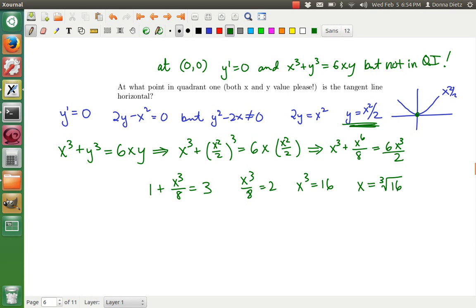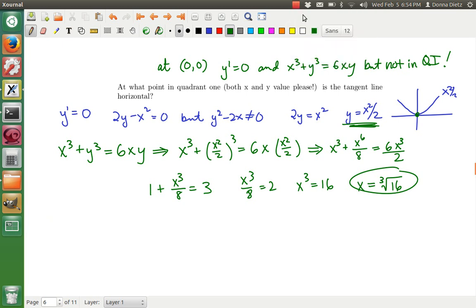Do we have to worry about negative cube root of 16? No. Only because the problem said in quadrant 1. If they said at what point is the tangent line horizontal, well, you know, we'd be collecting all three. But it just says quadrant 1. So we're going to keep pressing ahead. So we found the x value.